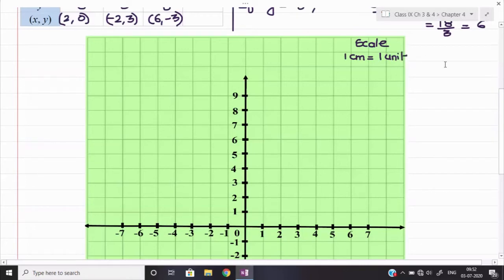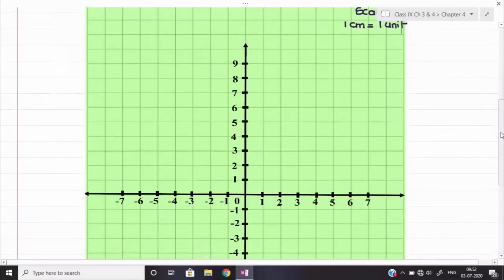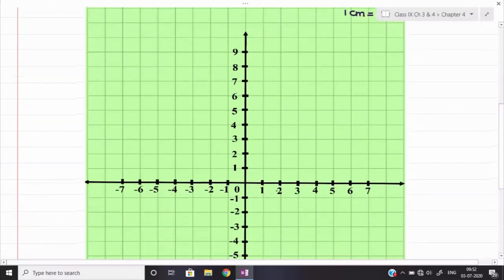Now first of all, let us see what our first point is. The first point is given here as 2 comma 0, meaning x is equal to 2 and y is equal to 0. So this is my x-axis and this is my y-axis. x equal to 2 is coming here, you can see, and y is equal to 0, meaning we need not go in the upward or downward direction. So at 2 only, here I will mark my first point, point A, with coordinate 2 comma 0.